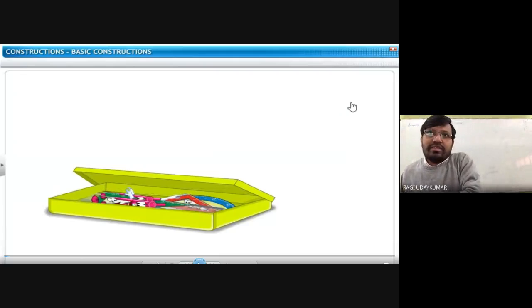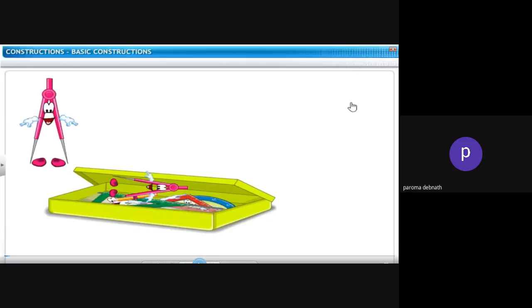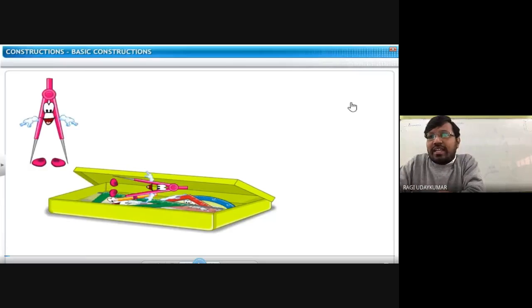Basic constructions in the class 9th. Till the 8th class you have learned... What is this called? Let us see what instruments are in the geometry box and what we call them. Let us see. What do we call this one? Anyone? Divider. Sorry, divider. What is the use of the divider?